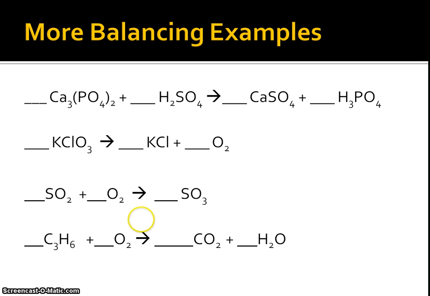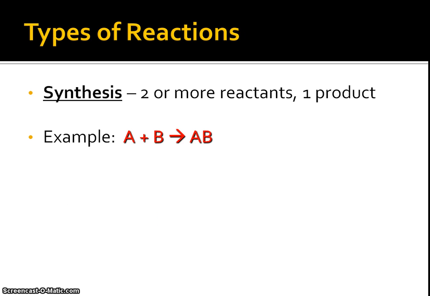The last thing that we did for this lesson was just types of reactions, and there's 5 types of reactions that you're going to be responsible for. The first one is synthesis, and this is where you have 2 or more reactants but only 1 product. So what that means is that you combined 2 things to make one bigger thing. And it could be as simple as taking 2 elements to make 1 compound, or it could be taking 2 little compounds and smushing them together to make 1 big one.